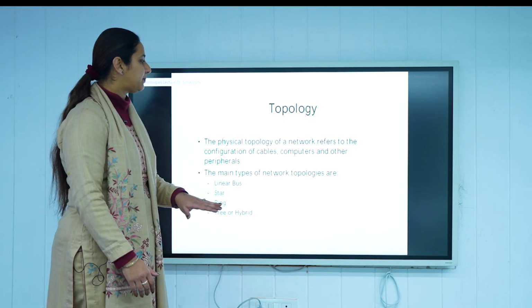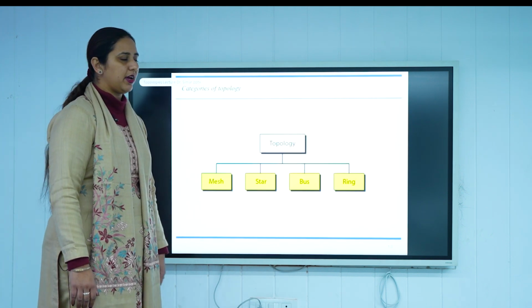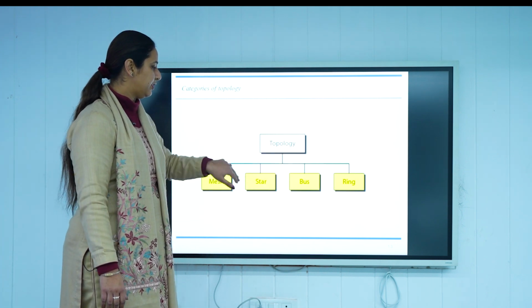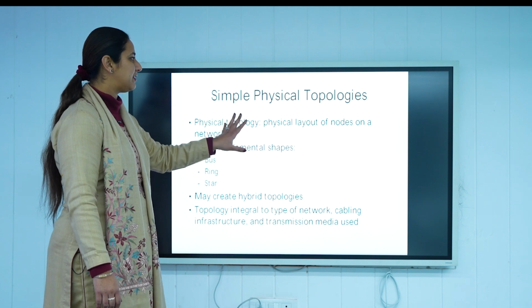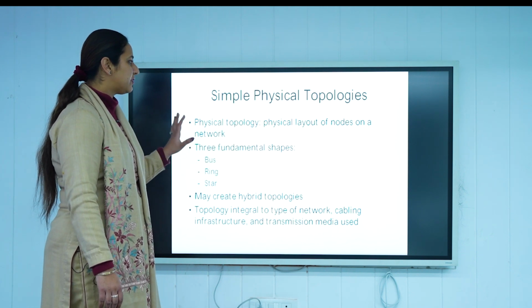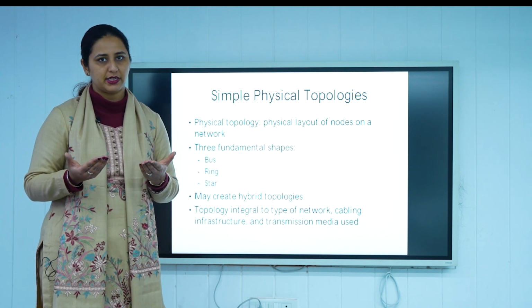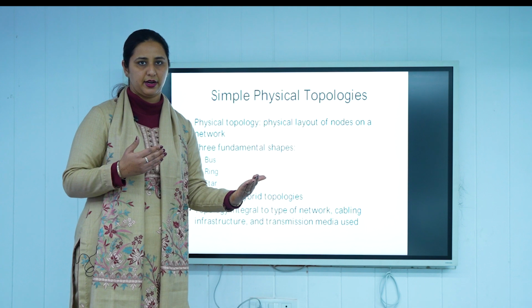So starting, as I've told you, we are going to discuss the topologies: mesh, star, bus and ring topology. First of all, we will start with the basic physical topologies. Physical topology is basically the physical layout of the nodes in a network. Layout means how the nodes are being connected in a network.